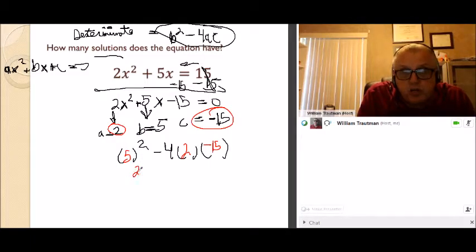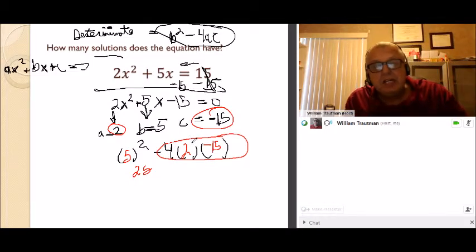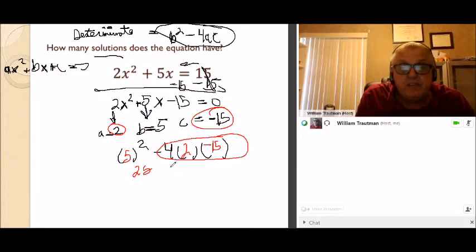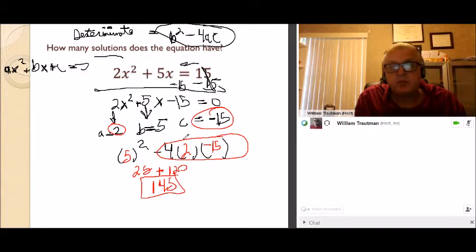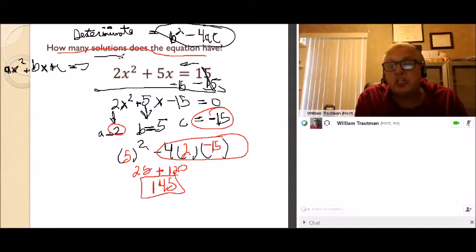5 squared is 25. We're going to multiply all this together. Negative 4 times 2 is negative 8. Negative 8 times a negative 15. Negative times a negative is a positive. And I get 120. When I add these together, I get 145. Okay, so that's the answer to my determinant. So the question is, how many solutions does this equation get?